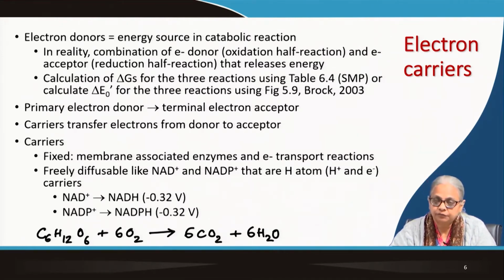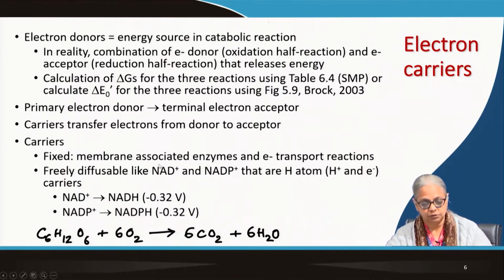And you also have freely diffusible carriers like NAD+ and NADP+ that are capable of donating and accepting both protons and electrons, or the entire hydrogen atom as a whole. So you can see NAD+ going to NADH, you can see the electron potential as well as NADP+ and NADPH.